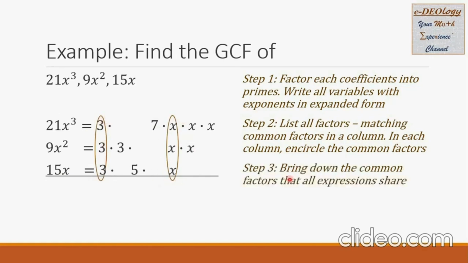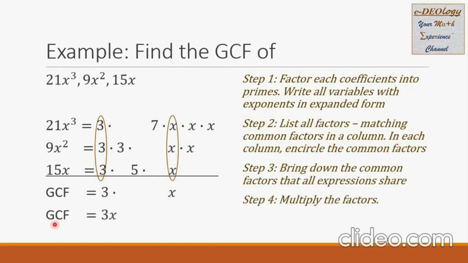Step 3. Bring down the common factors that all expressions share. So the 3 is brought down here, also the x. And then the step 4, we will multiply the factors. So the greatest common factor equals 3x.